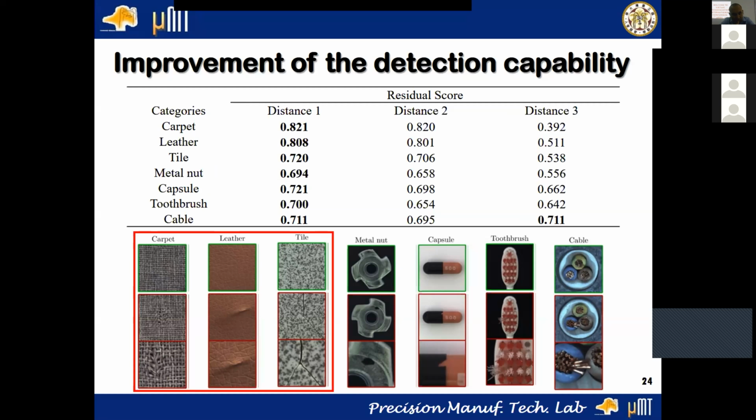This page shows the higher AUC detected by using distance 1, including carpet, leather, tile, etc. Because texture samples are more complex and the generator cannot reconstruct them very well, if we use the feature extractor on these samples, the AUC will be increased.